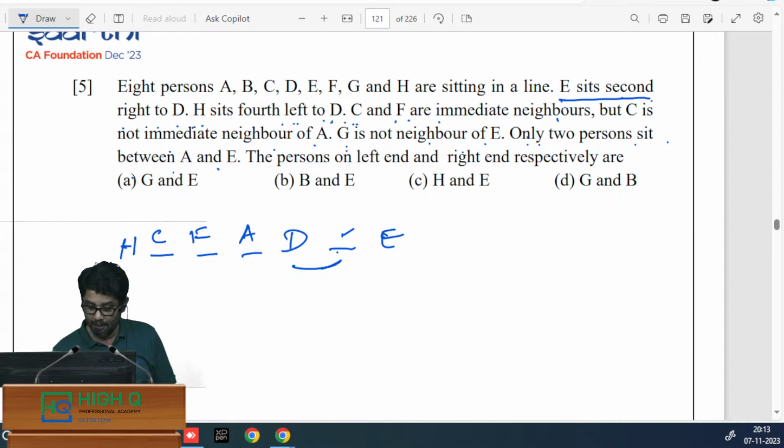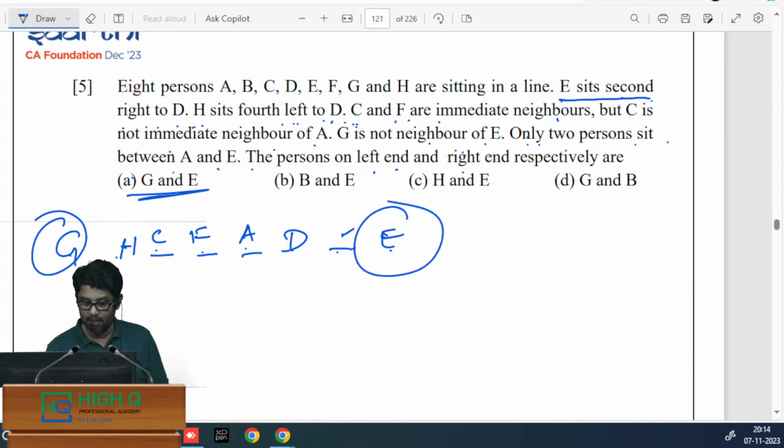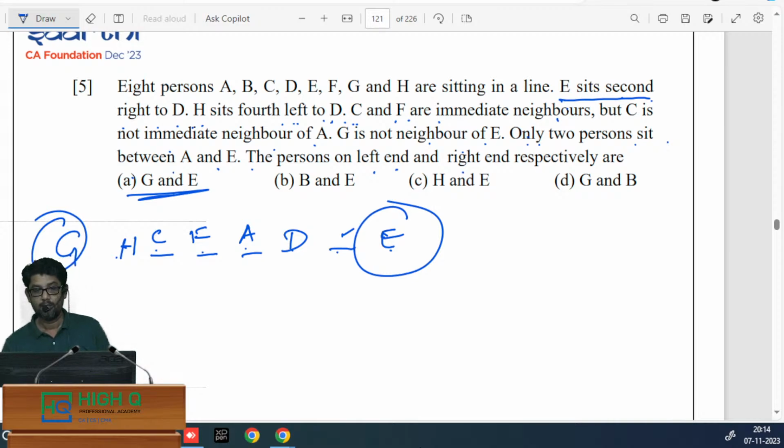G is not neighbor of E. So G cannot be here. Cannot be here. So G's only position where it is coming, my dear? Extreme left. This is the only position. So 1, 2, 3, 4, 5, 6, 7, 8. Now the question is, I don't want to arrange other people. Now the question is the persons at left end and right end. Who are there on the left end and right end, my dear? G and E. Is that right, my dear? G and E. Is that clear, all of you? Say yes or no?